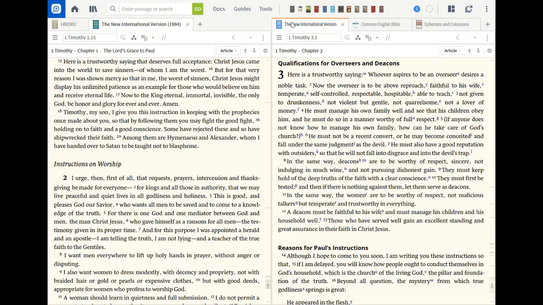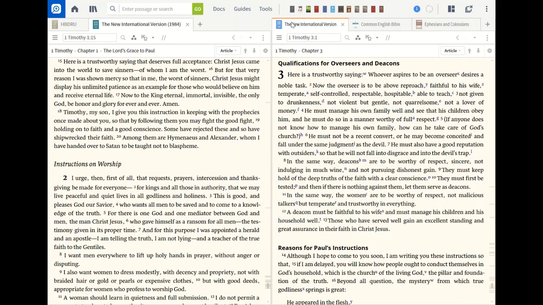Whoever is an overseer is to be above reproach, faithful to his wife, temperate, self-controlled, respectable, hospitable, able to teach, not given to drunkenness, not violent but gentle, not quarrelsome, not a lover of money. He must manage his own family well and see his children obey him. He must do so in a manner worthy of full respect. And it goes on to give these different characteristics. He must not be a recent convert, may not be conceited, and must have a good reputation with outsiders. So there's this notion of virtues for this position, what seems to be an established position of leadership within the congregation.